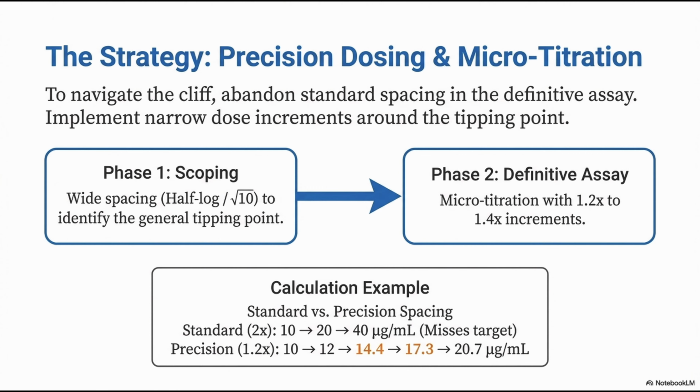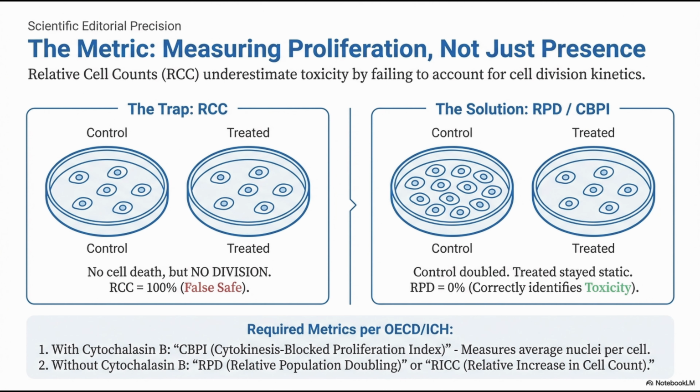Accurate cytotoxicity assessment must reflect cell proliferation, not just cell presence. Relative cell count can be misleading when treated cells remain static while controls divide. Proliferation-based metrics such as relative population doubling and the cytokinesis block proliferation index capture division dynamics and correctly identify anti-proliferative effects as cytotoxic. OECD TG487 and ICH S2R1 require proliferation-based cytotoxicity metrics.